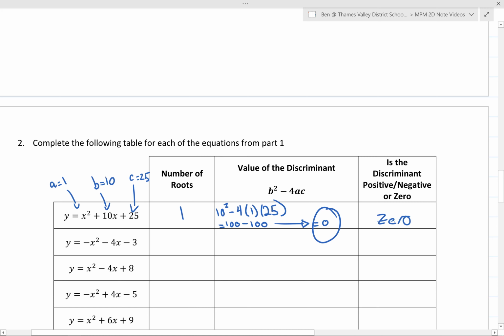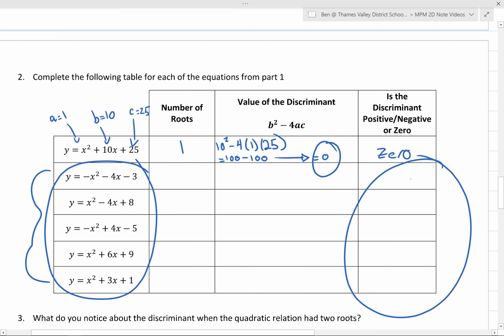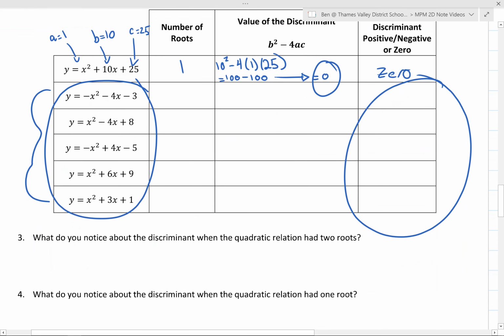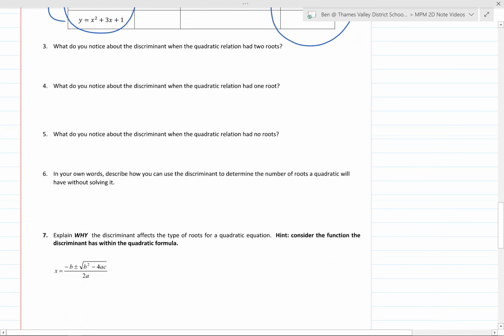So what I want you to do is take a look at your other 5 sketches. Calculate these 5 discriminants and come up with an answer. Is the discriminant positive, negative, or 0? And then try and see if you can find a pattern. I'm not going to go through the answers for questions 3 through 7. You're going to be responsible for coming up with those on your own. This lesson is more of an exploration lesson rather than one that you'll just watch me go through.